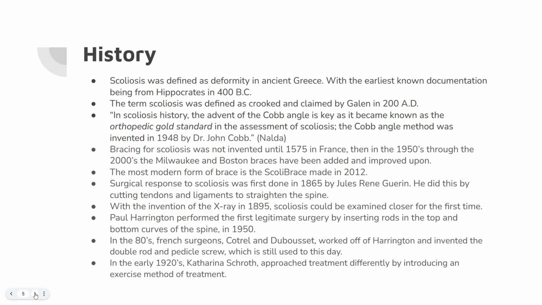He did this by cutting tendons and ligaments to straighten the spine, and with the invention of the X-ray in 1895, scoliosis could be examined closer for the first time. Paul Harrington performed the first legitimate surgery by inserting rods at the top and the bottom of the curve in 1950. In the 80s, French surgeons Cotrel and Dubousset worked off of Harrington and invented the double rod and pedicle screw, which is still used to this day. In the early 1920s, Katharina Schroth approached treatment differently by introducing an exercise method of treatment.